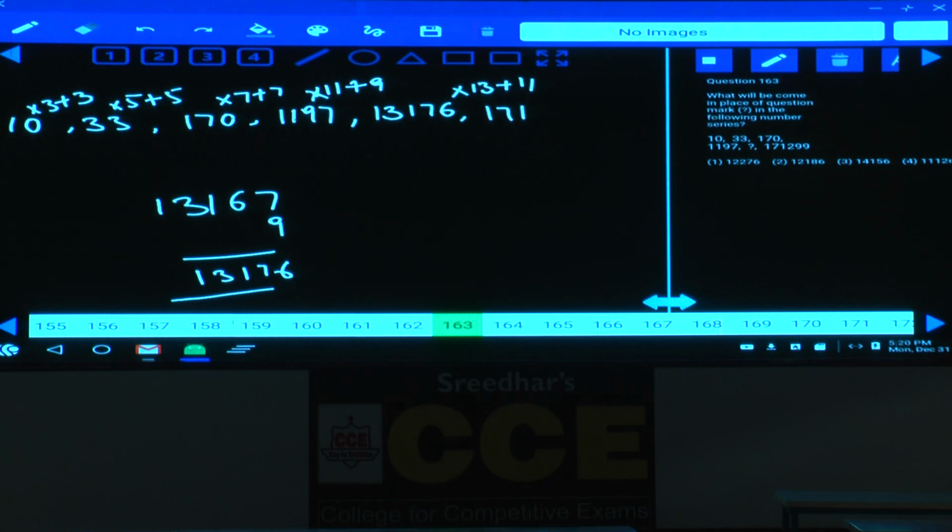171,299. Now here the numbers are multiplied with prime numbers, but whatever we are adding are odd numbers. Into 3, into 5, into 7, into 11, into 13, they are prime numbers. Now these 3, 5, 7, 9, 11, these are odd numbers. Clear? And that is choice 5, the answer.